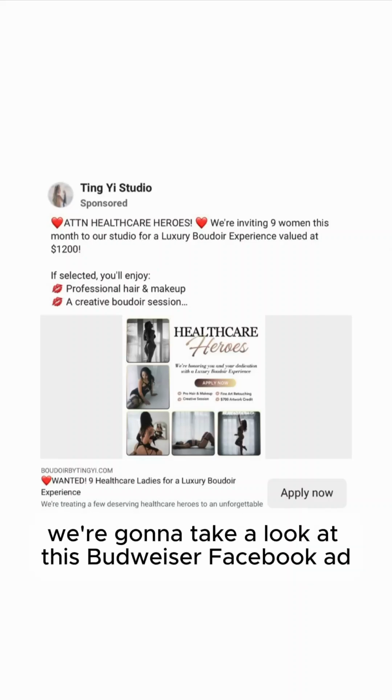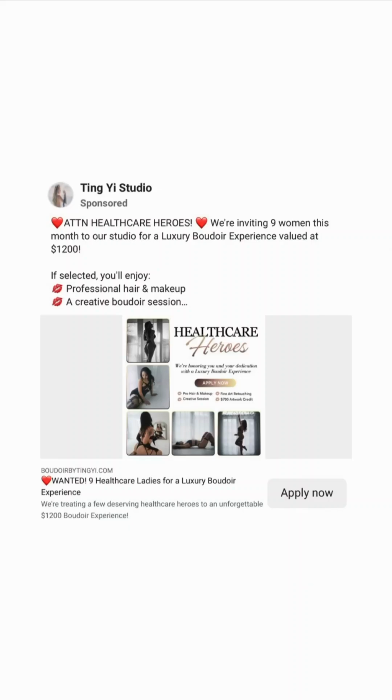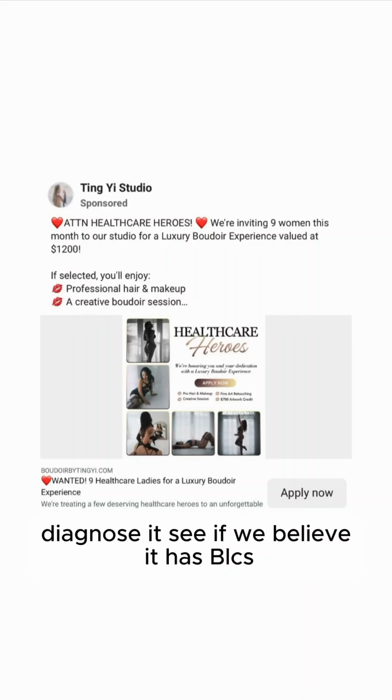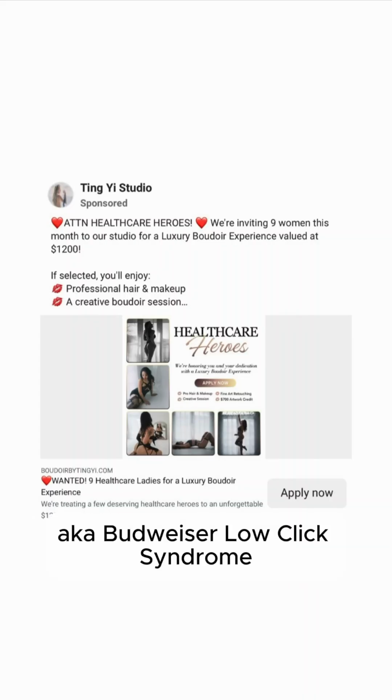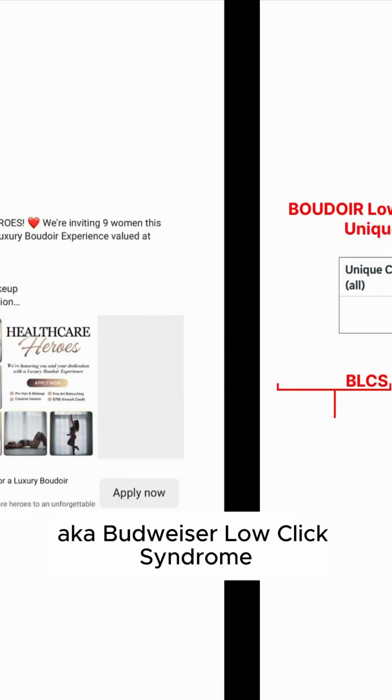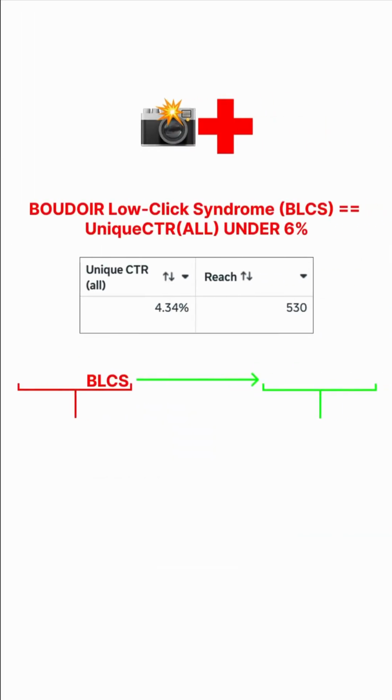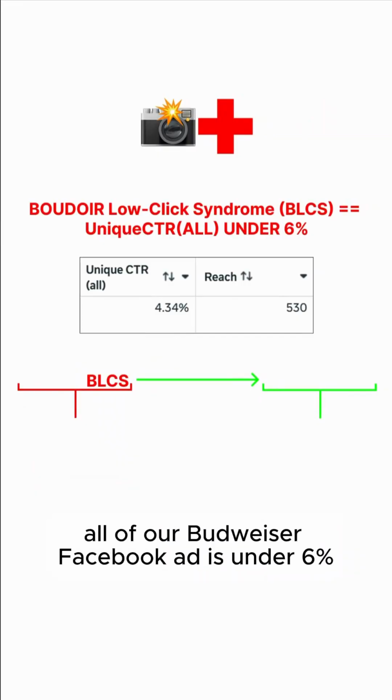All right, y'all, we're going to take a look at this Boudoir Facebook ad, diagnose it, see if we believe it has BLCS, aka Boudoir low click syndrome. BLCS, also called Boudoir low click syndrome, is when the unique CTR all of our Boudoir Facebook ad is under 6%.